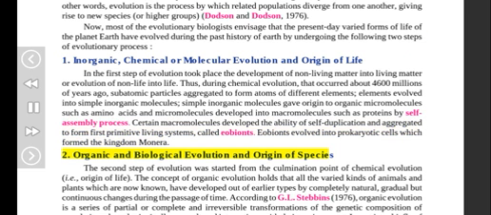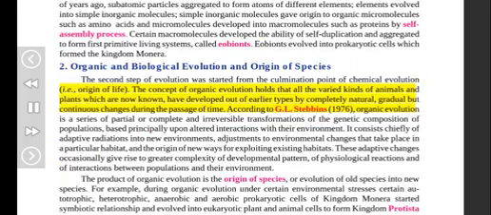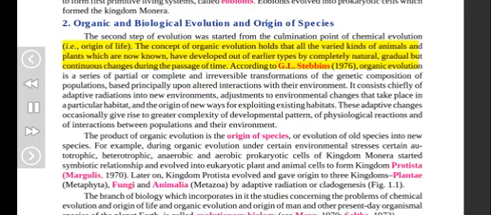2. Organic and biological evolution and origin of species. The second step of evolution was started from the culmination point of chemical evolution, i.e., origin of life. The concept of organic evolution holds that all the varied kinds of animals and plants which are now known have developed out of earlier types by completely natural, gradual but continuous changes during the passage of time. According to G. L. Stebbins, 1976, organic evolution is a series of partial or complete and irreversible transformations of the genetic composition of populations, based principally upon altered interactions with their environment.